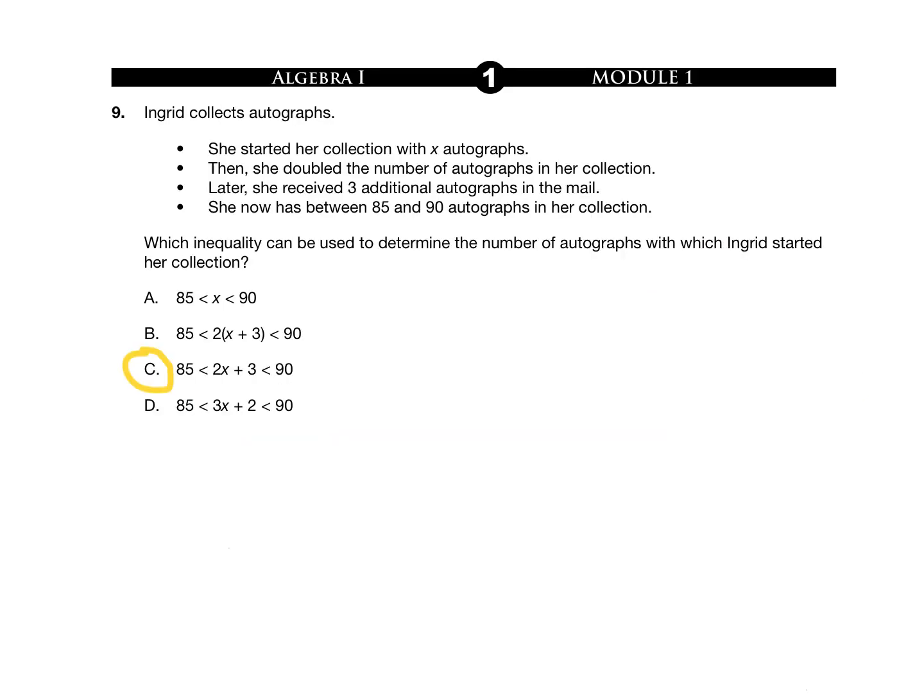This problem is a great problem with a double inequality, the compound inequality. And they gave us some information about Ingrid's autographs. She starts with x. Then she doubles the amount of autographs in her collection. So just think about that. We start with x, and now we've doubled it, so 2 times x. Then she gets 3 randomly in the mail. Lucky her. And we know that she has between 85 and 90 autographs in her collection.